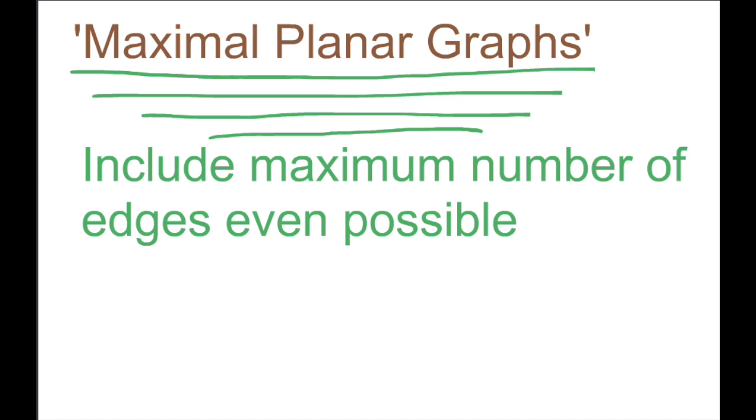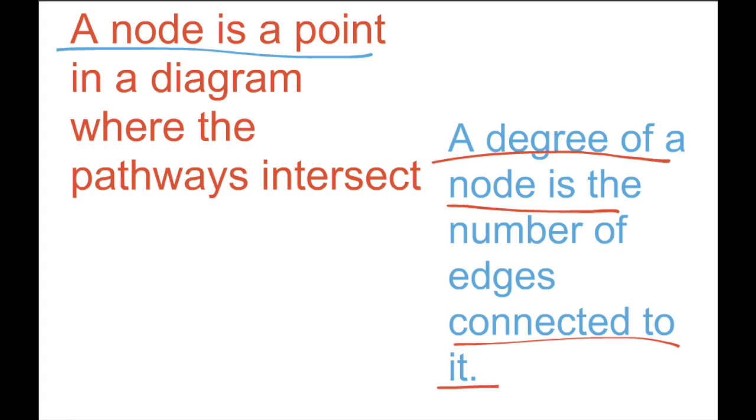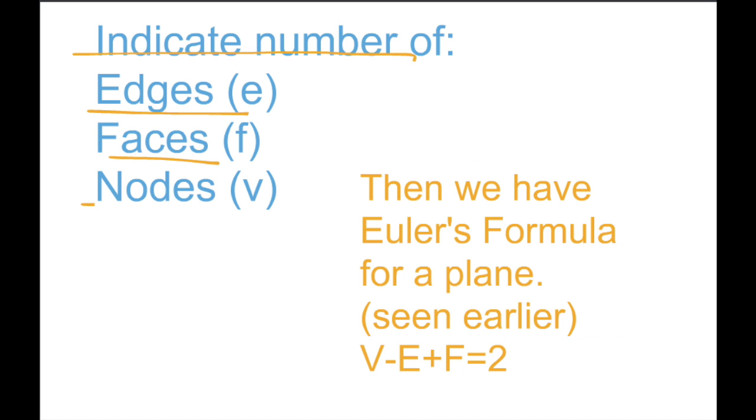And now I'm going to explain to you what a maximal planar graph is. A maximal planar graph is a planar graph that includes the most amount of edges possible. Any maximal planar graph must include at least one node with a degree of 5 or less. A node is a point in a diagram where the pathways intersect. A degree of a node is the number of edges it's connected to. In your graph, you need to indicate the number of edges, faces, and nodes. Then we plug in those numbers like we did earlier with Euler's formula.